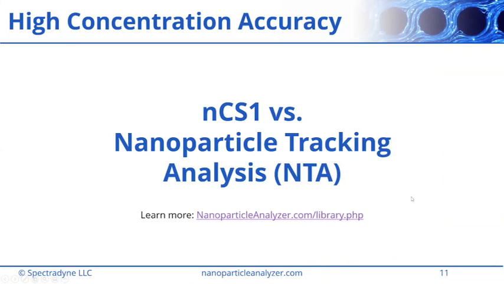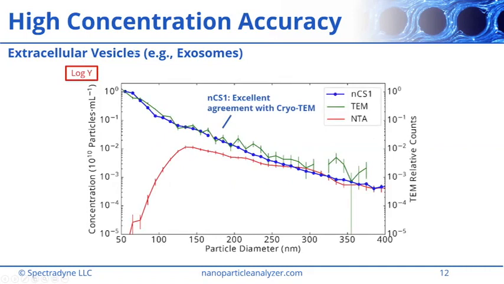So this example is about extracellular vesicles. This was an EV prep that I believe were urinary EVs. And we measured this same sample using 3 techniques. One was our NCS1 in blue. 2 is cryo-EM, which is the gold standard for measuring this kind of sample, but it's very time consuming, obviously. And then NTA, which is commonly used.